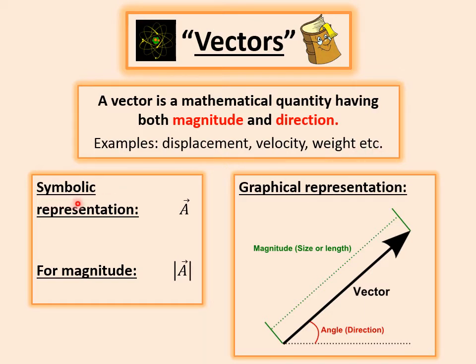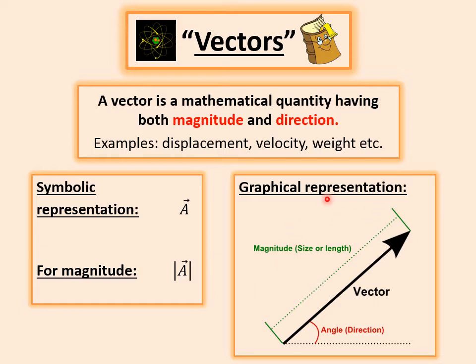Now here is the symbolic representation of our vector. We use an arrow on a vector. Here we have capital letter A, which is representing a vector, and we use an arrow on it. So this is the symbolic form of our vector. Now for magnitude, we represent our vector in the mod. Now this represents the magnitude of our vector.